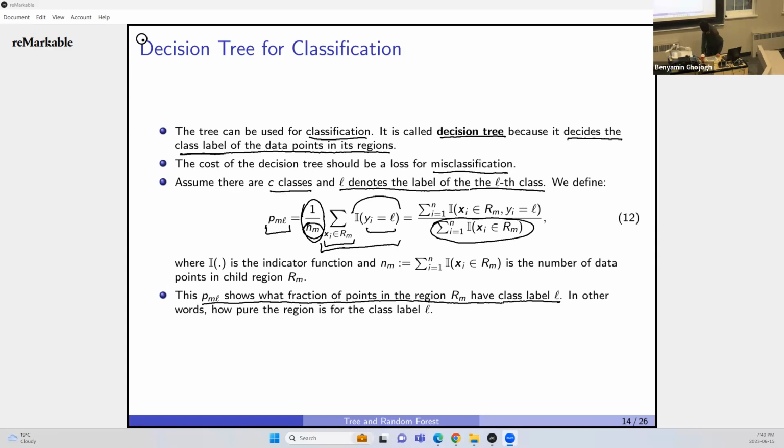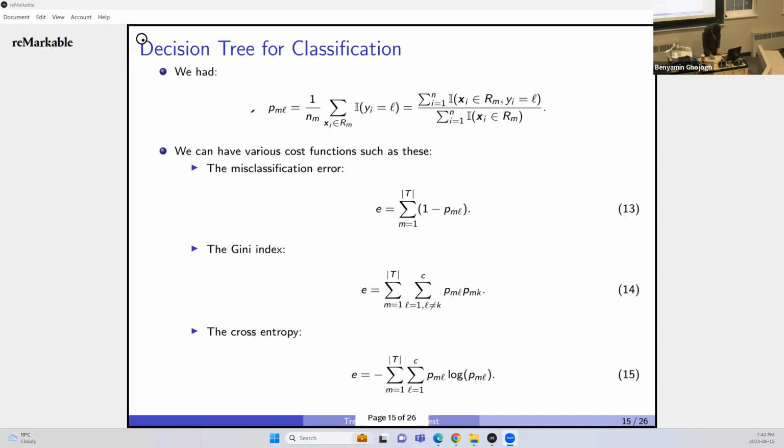Okay. Now, as I said, p_mL shows what fraction of points in the region R_m have class label L. In other words, how pure the region is for the class label L. So if p_mL is close to 1, it means that almost all of the points in that region have class label L, right? So how pure it is. Okay, we had this, I'm repeating it. We can have various cost functions such as these. What do we have? Misclassification error, Gini index, cross entropy.